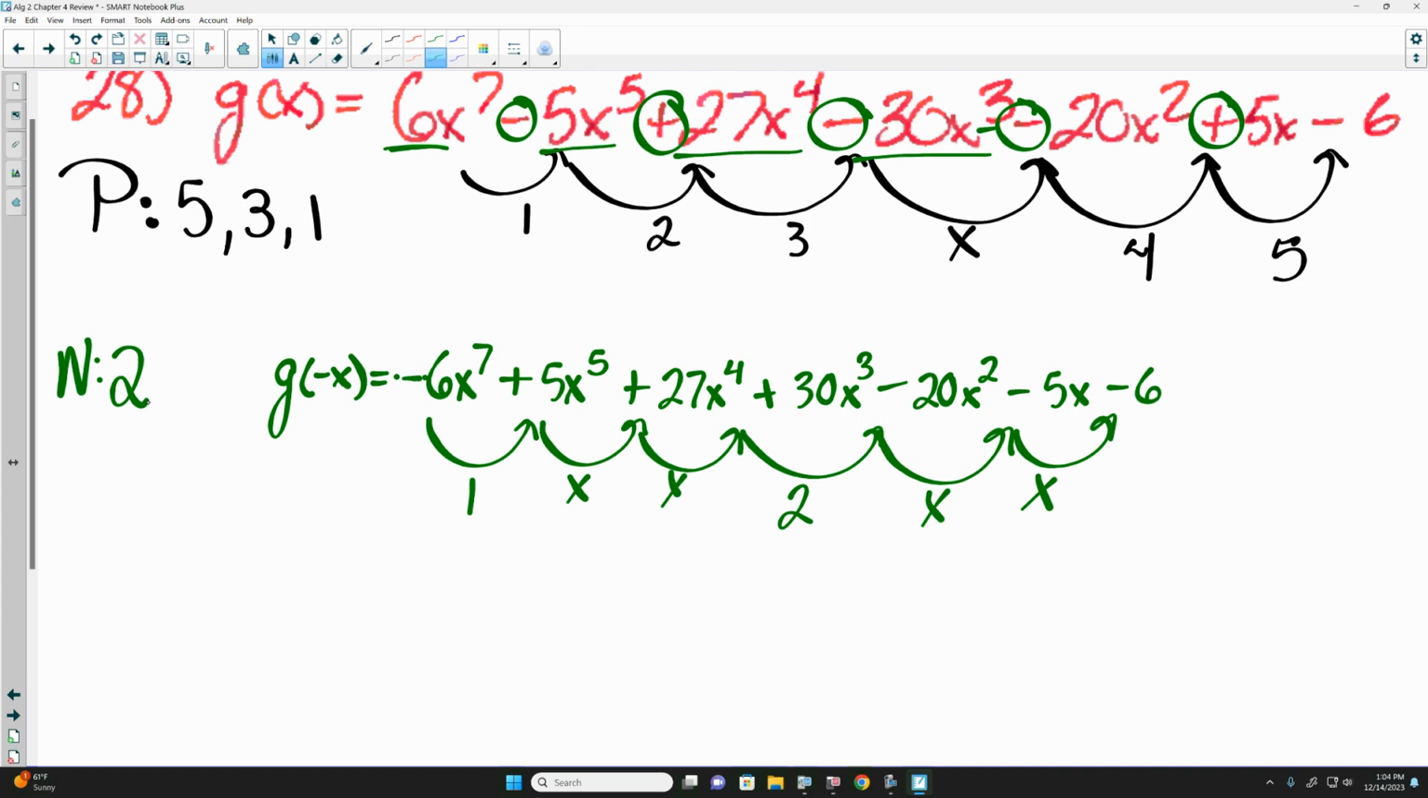So the number of possible negative solutions is 2, or less than it by an even amount. So we could say 2 or 0 because we keep subtracting 2 from it. But if I subtract 2 from 0, we get a negative, so we're done. Questions on this here? Because it's the number of sign changes or less than it by an even amount.